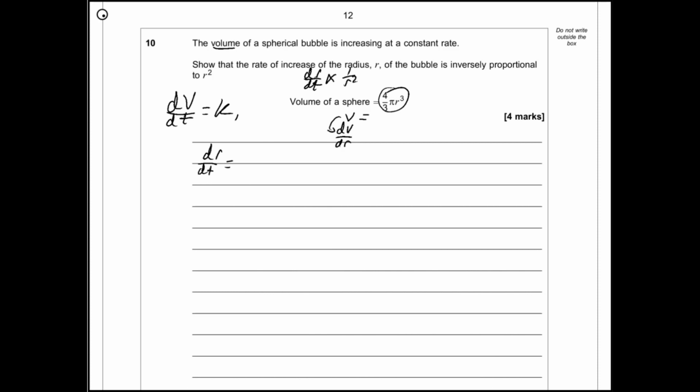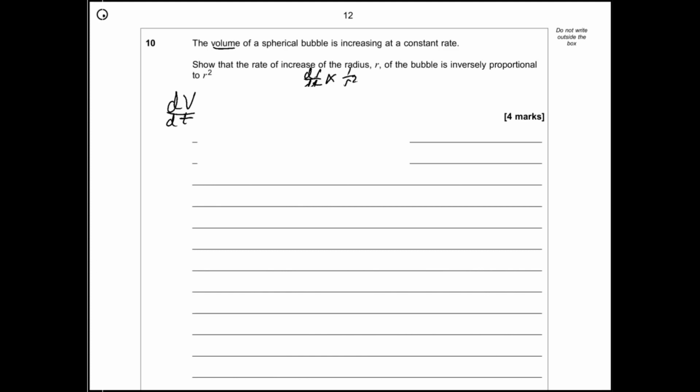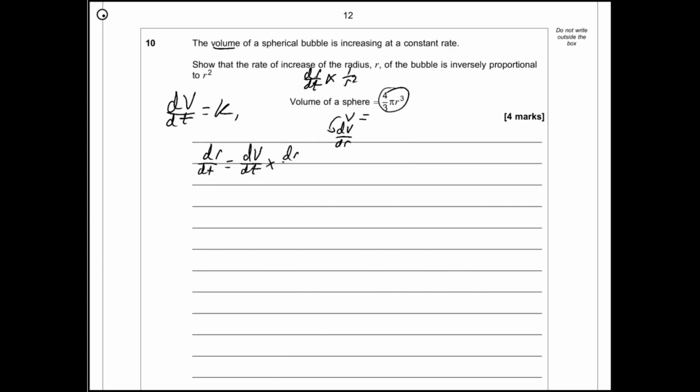So we've got dV/dr, dV/dt. We can already see some things cancelling right here. This is actually quite simple. dV/dt times by 1 over this, so it'd just be dr/dV right there. And obviously these two cancel, and then you get dr/dt. Right. So let's get started then.